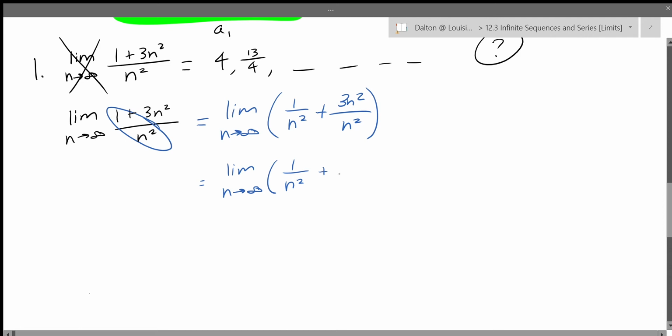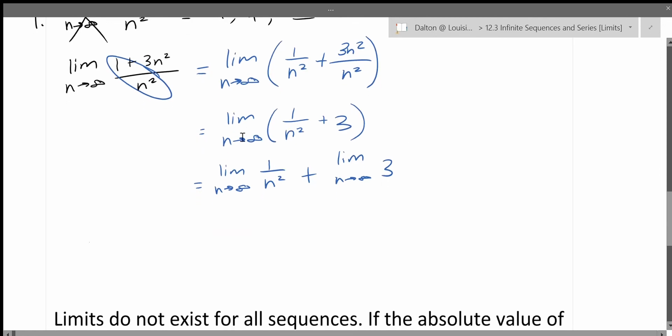It's just 3, right? And now if you use one of the theorems that we talked about, this is the same thing as taking the limit as n approaches infinity of the first term plus the limit as n approaches infinity of the second term. Now, this is going to seem kind of long and arduous, but as you get better, you don't have to write every single little step.